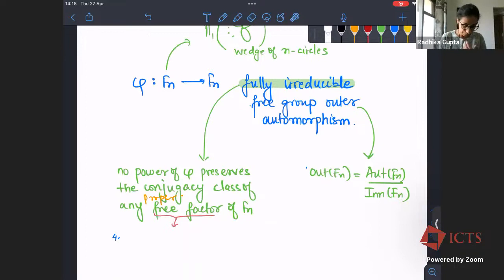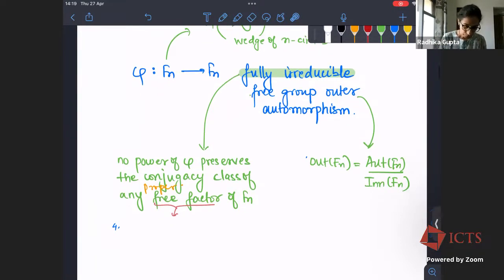The definition is, a free group automorphism is called fully irreducible if basically you should think it's mixing. Like that pseudo-Anosov homeomorphism was also mixing. If I start with a simple closed curve, as I keep applying my automorphism on it, it will send the curve everywhere. And here also, I want this automorphism to be mixing in the sense that no power of phi preserves the conjugacy class of any proper free factor. So I don't want my automorphism to preserve any free factor. I want it to mix it up.